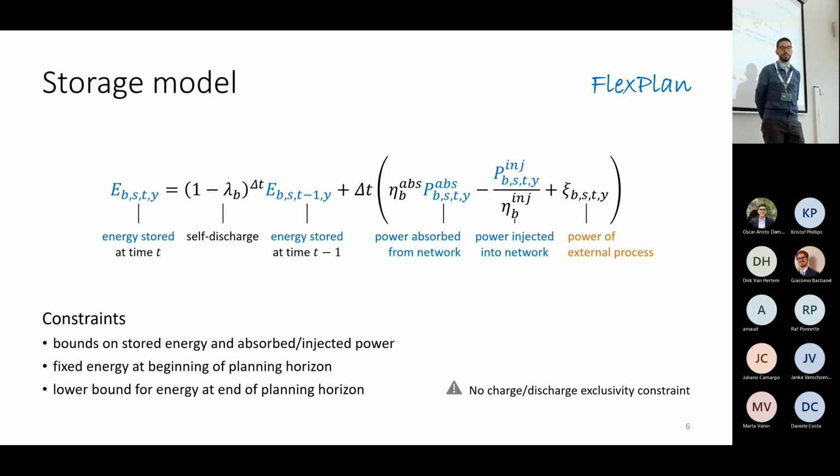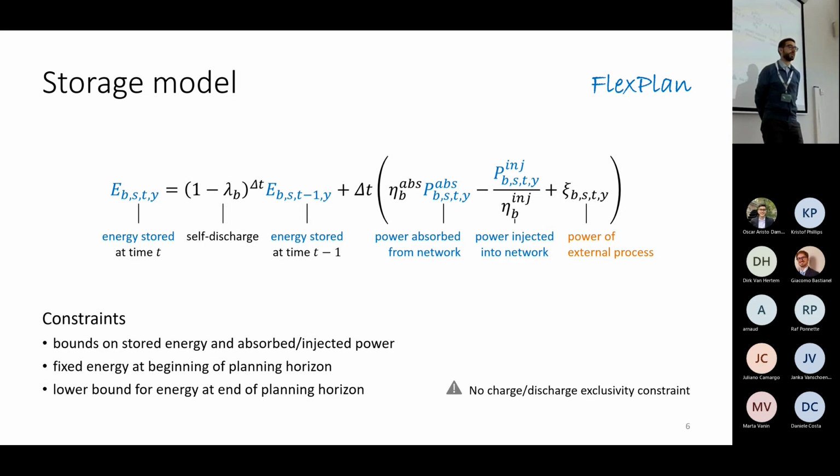at the beginning of a time horizon. But for the end of the planning horizon, we decided to put only a lower bound, not an equality constraint. Make it easier to solve the problem, to have a feasible solution in case of overgeneration in one of the last time steps.